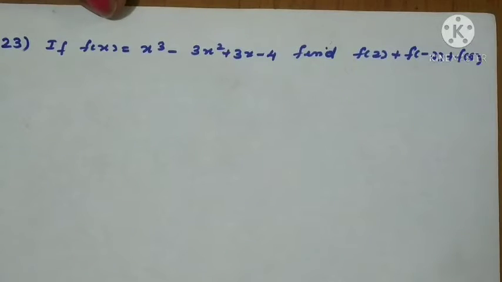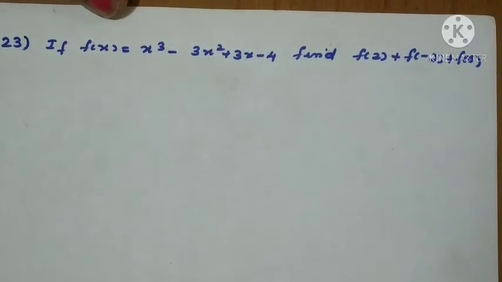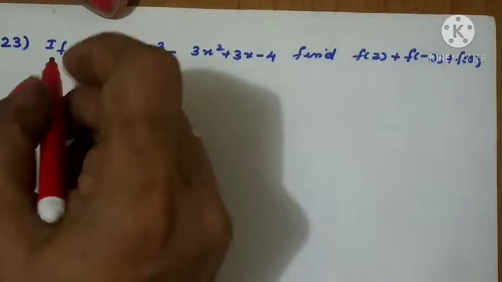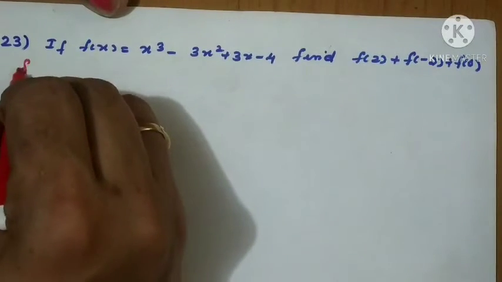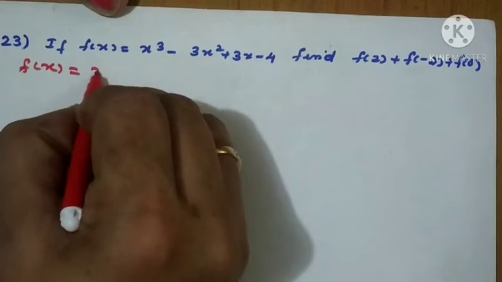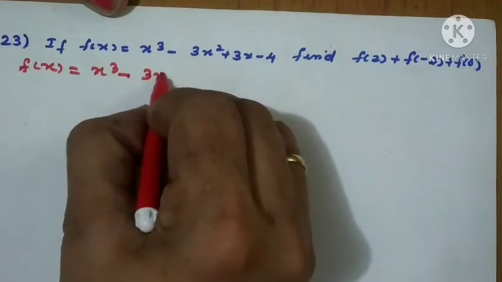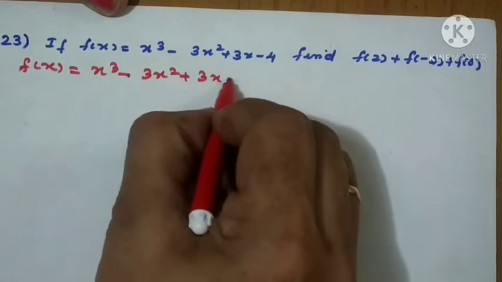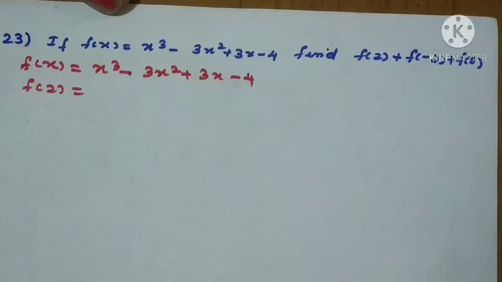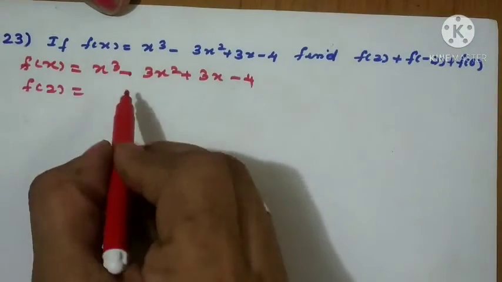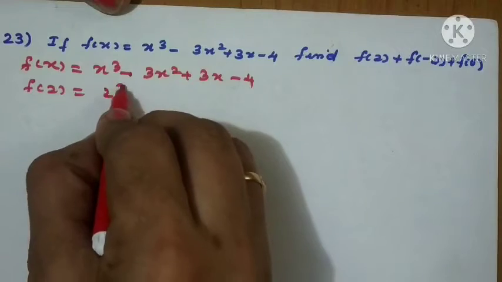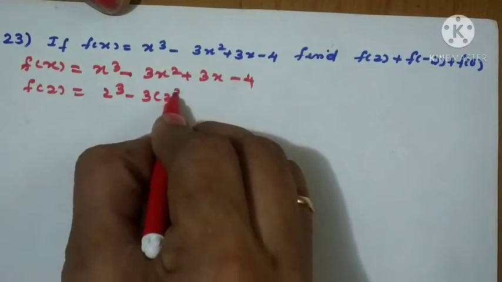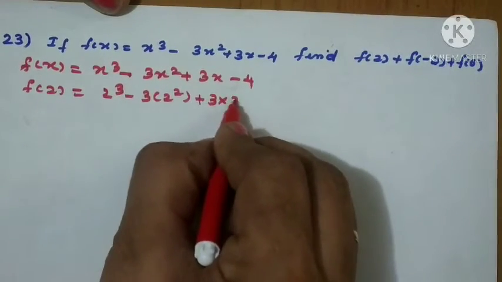If f of x equals x cube minus 3x square plus 3x minus 4, find f of 2 plus f of minus 2 plus f of 0. So I'll take down what is f of x now. F of 2 next, that is 2 cube minus 3 into 2 square plus 3 into 2 minus 4.